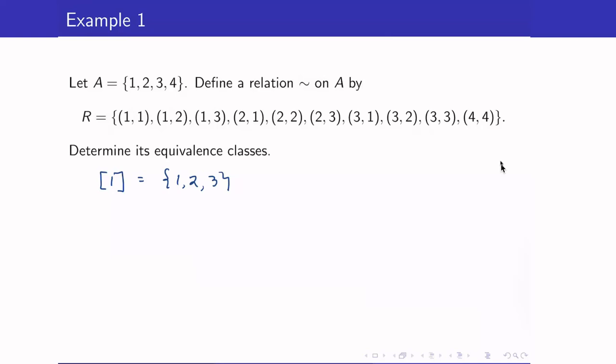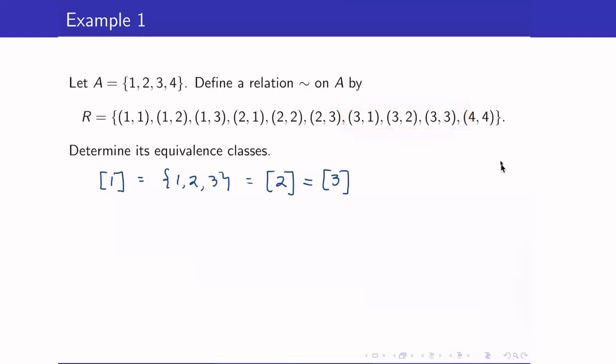Next, let us consider the equivalence class of 2. So where are the ordered pairs which contain 2 as its first coordinate? Here. So what are the second coordinates? We have 1, 2, and 3. This set is just the set containing 1, 2, 3. So this is the equivalence class containing 2. And similarly, if we look at the equivalence class of 3, it will also be the set containing 1, 2, 3.